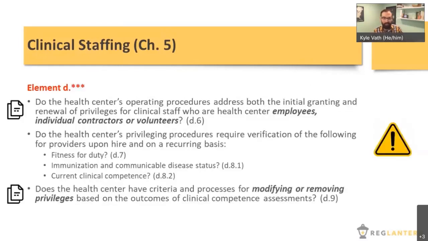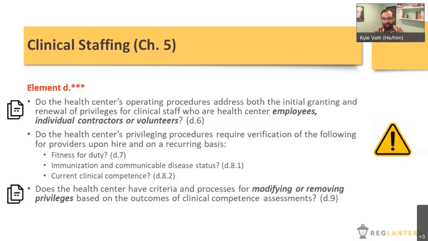All right, moving on to element D, and this is primarily looking at your privileging areas. So do the health center's operating procedures address both the initial granting and renewal of privileges for clinical staff who are health center employees, individual contractors, or volunteers? So this is something that you just need to copy and paste.